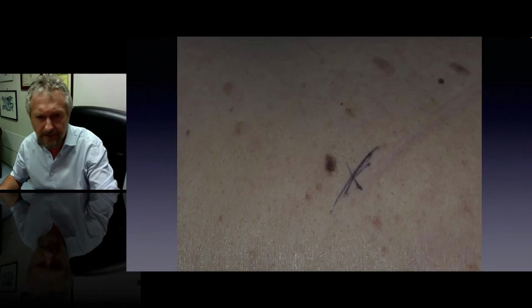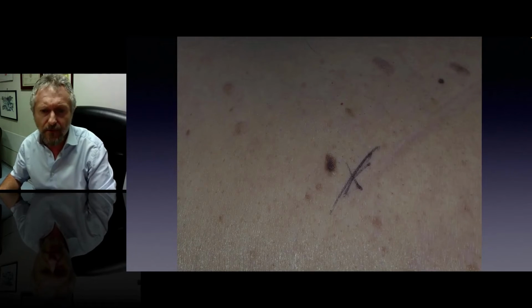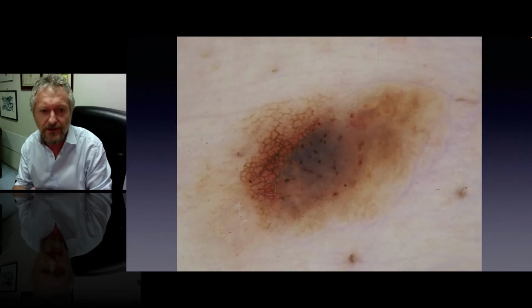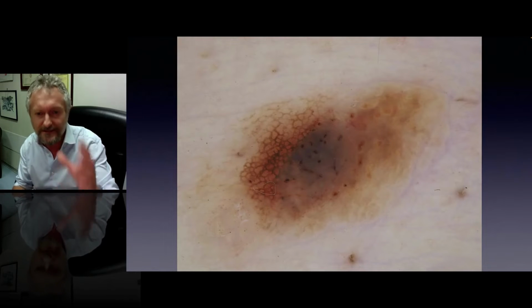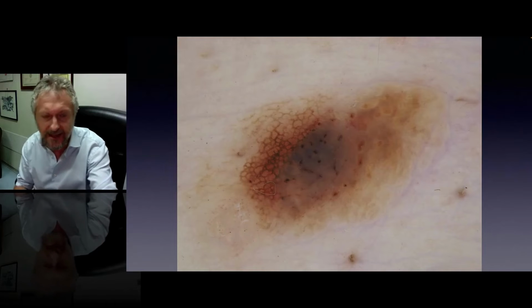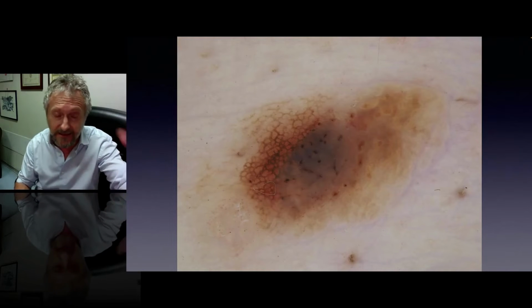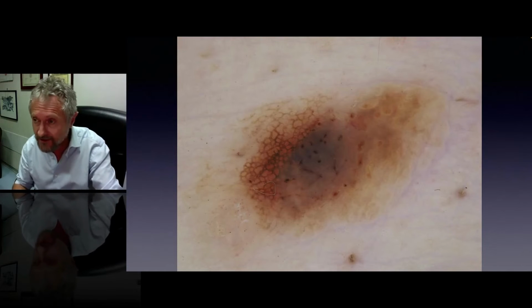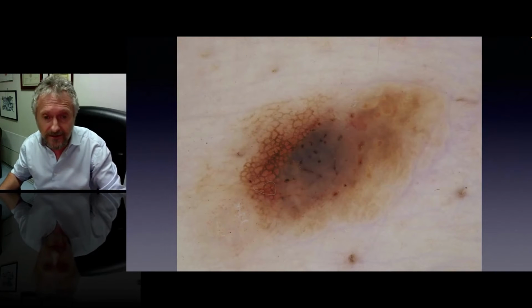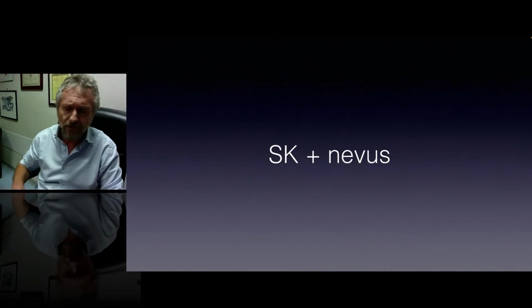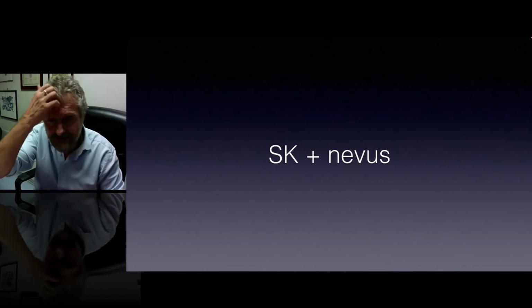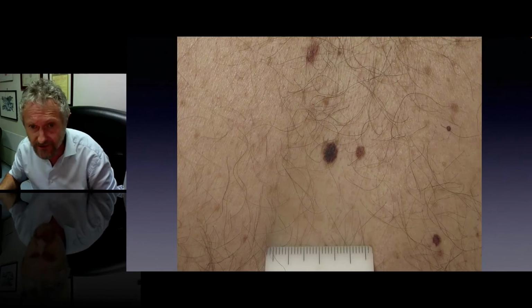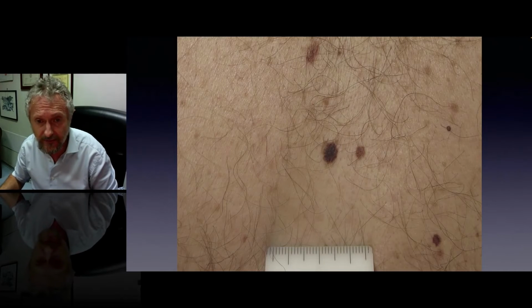We see a quite regularly pigmented brown lesion, and here we see a beautiful combination between what? Between a seborrheic keratosis on the right side, again a seborrheic keratosis, and a reticular lesion on the left side. What kind of reticular lesion? A reticular nevus. So the second most common collision tumor is a seborrheic keratosis plus nevus. Common nevus, reticular nevus.